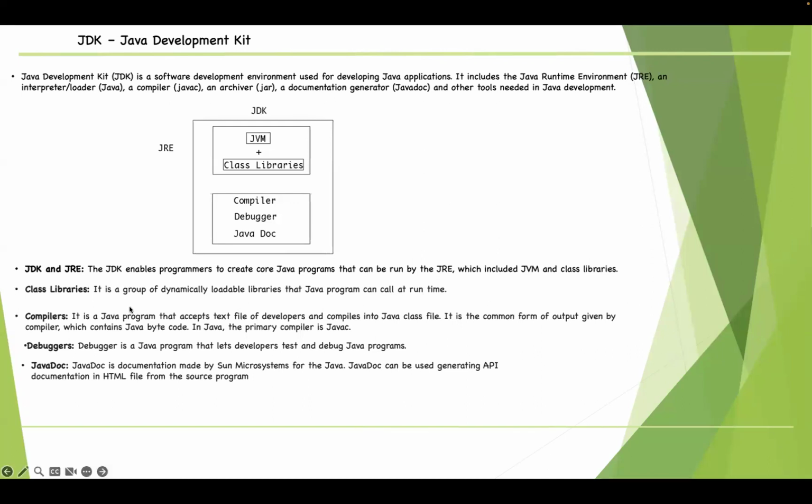Now, the compiler we have seen. These are the compiler, debugger, and Javadoc. If you want to compile your .java file, you have written one .java file, we are going to convert the .java file to a .class file so you can execute it. Internally, javac is a tool provided by the JDK. We can use this tool and compile our program.